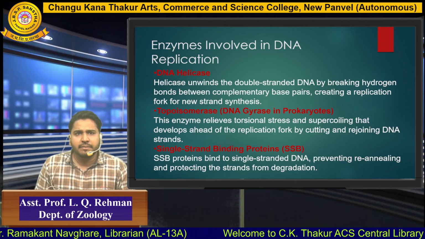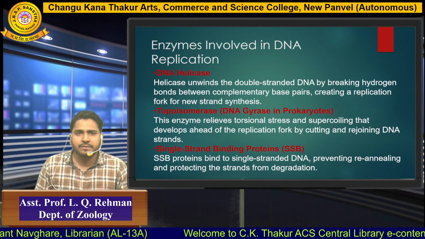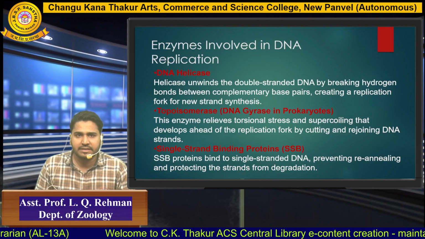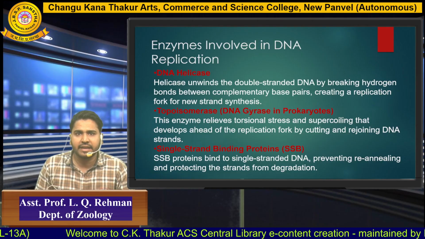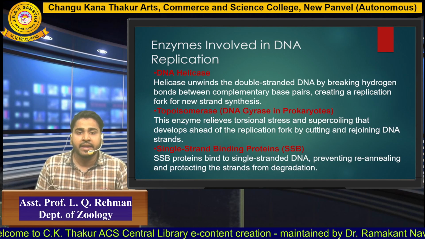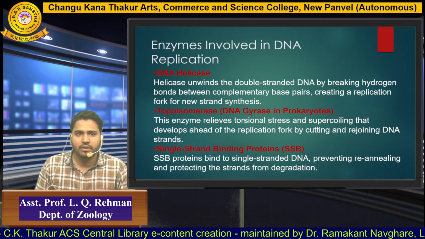Now, in the summary, we can see the different enzymes involved in DNA replication. First one is DNA helicase, which unwinds the double-stranded DNA by breaking hydrogen bonds between complementary base pairs. It creates a replication fork.